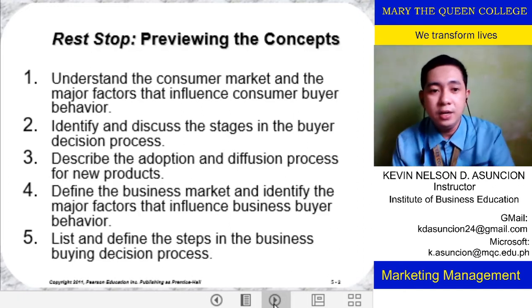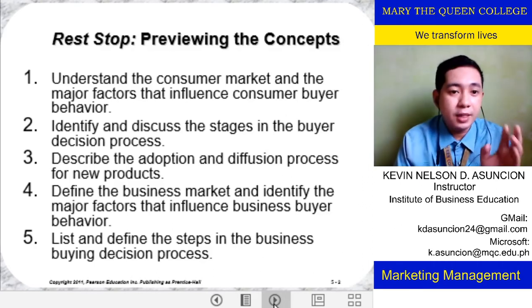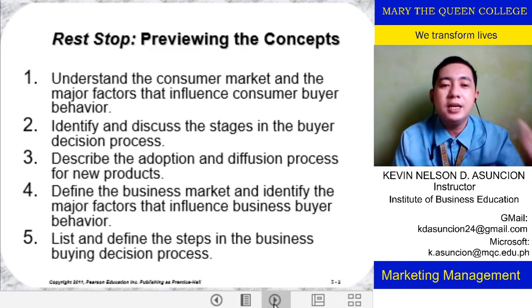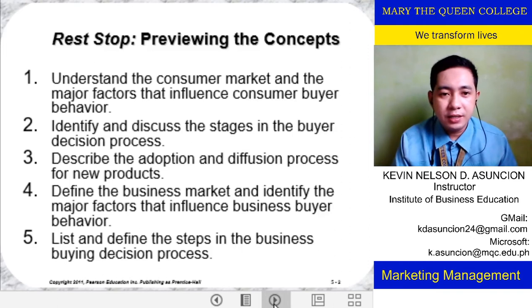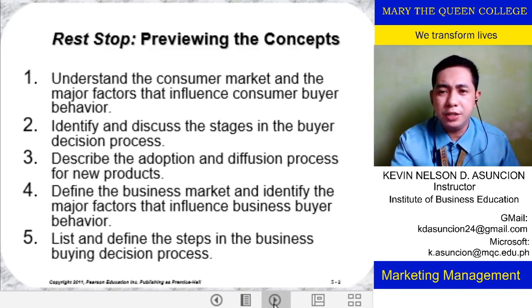Then describe the adoption and diffusion process for new products, and then define business markets and identify major factors that influence business buyer behavior. Lastly, list and define the steps in the business buying decision process.